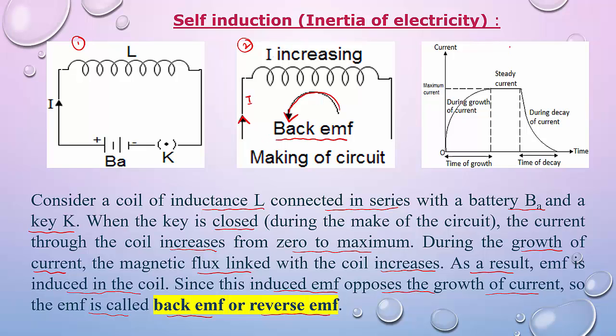And you can also observe the third picture. This shows the graph of current versus time. Here initially the current goes on increasing during the growth of the current. Current goes on increasing until it reaches a steady value, meaning the maximum value. At this point, what happens here? Induced EMF takes place. This is the time of growth.